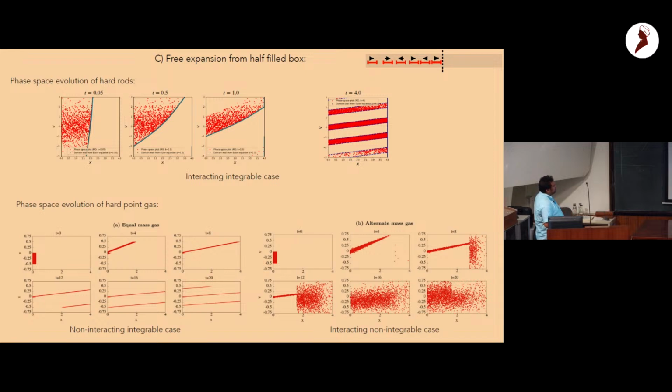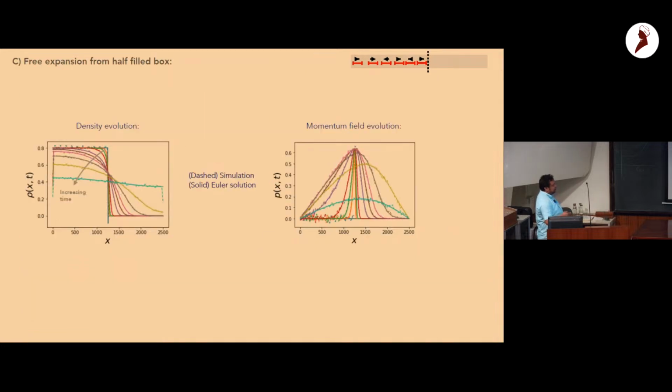This is similar to a hard point gas with equal masses, and they also develop a lot of fine structures. But in contrast, if the masses of the particles are different, then you see that after a short time they just fill the full system. You can visibly see that it actually thermalizes. But here you have a similar structure, so they do not thermalize to the usual Gibbs state, but they equilibrate to a generalized Gibbs state.